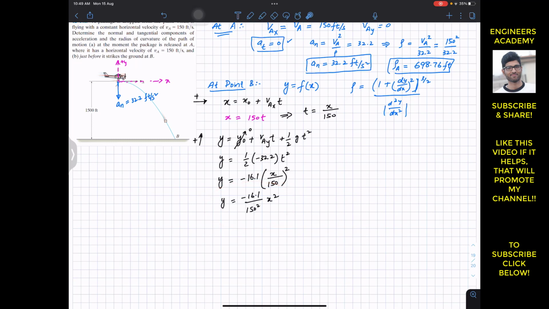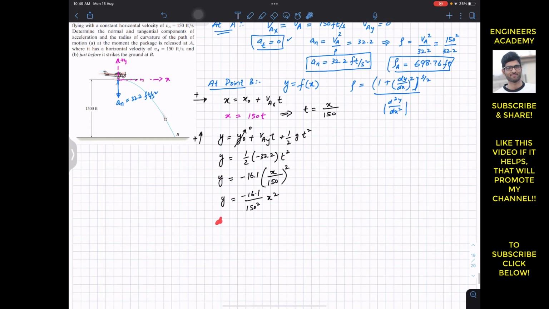So now at B, we can find the radius of curvature. If I find dy by dx, now dy by dx is minus 2 into, we need to take the derivative of the x square, the remaining is constant, so that is 16.1 into 2 divided by 150 square into x.